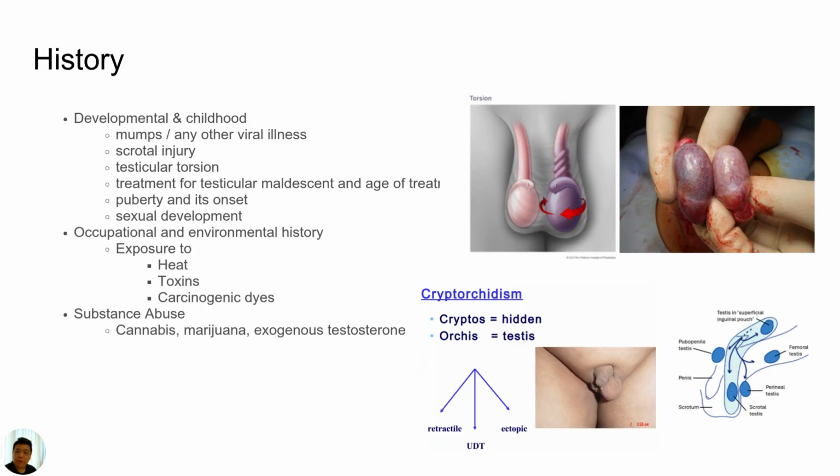For the developmental history, we need to know whether there was mumps or viral disease of the testes in the past, any scrotal injury, any testicular torsion, any treatment for undescended testis and the age of treatment, puberty and its onset, and also the sexual development. For the occupational history, we need to know whether the testes are exposed to heat, toxins, or carcinogenic dyes, and substance abuse, either cannabis, marijuana, or any exogenous testosterone.